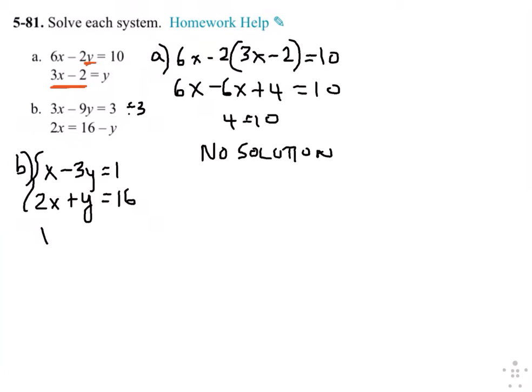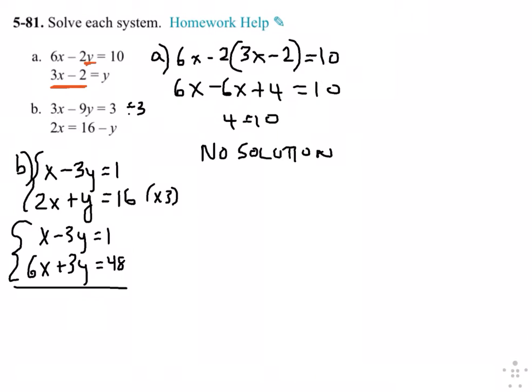So I have x minus 3y equals 1. And then this one I'm going to multiply by 3. So I get 6x plus 3y equals 48. Again, lots of ways to solve. I just chose elimination. So now I add 6x and x is 7x equals 49.